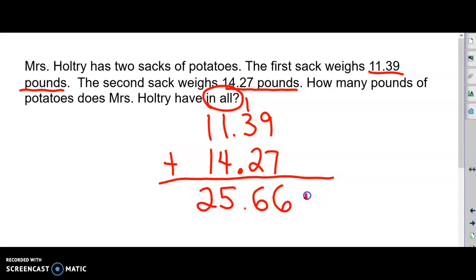And then we need to make sure that we have our label. So Mrs. Holtree has 25 and 66 hundredths pounds of potatoes.